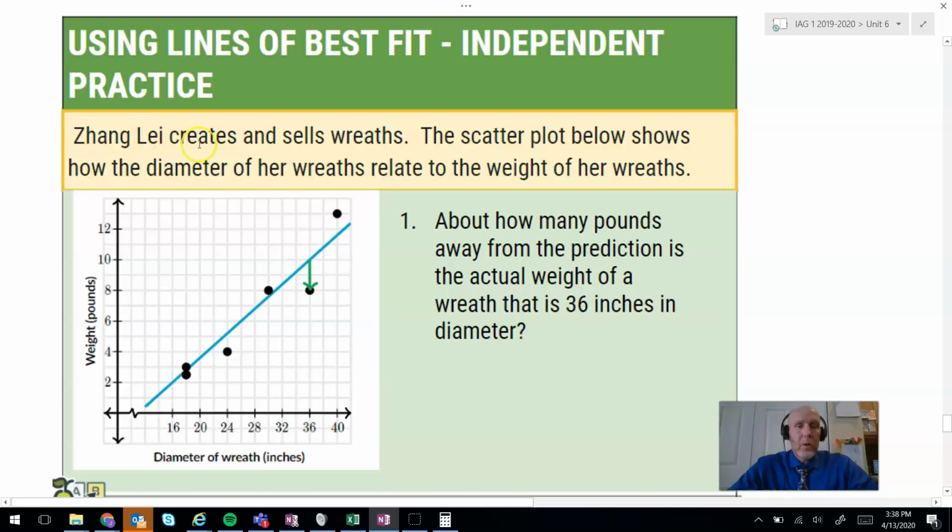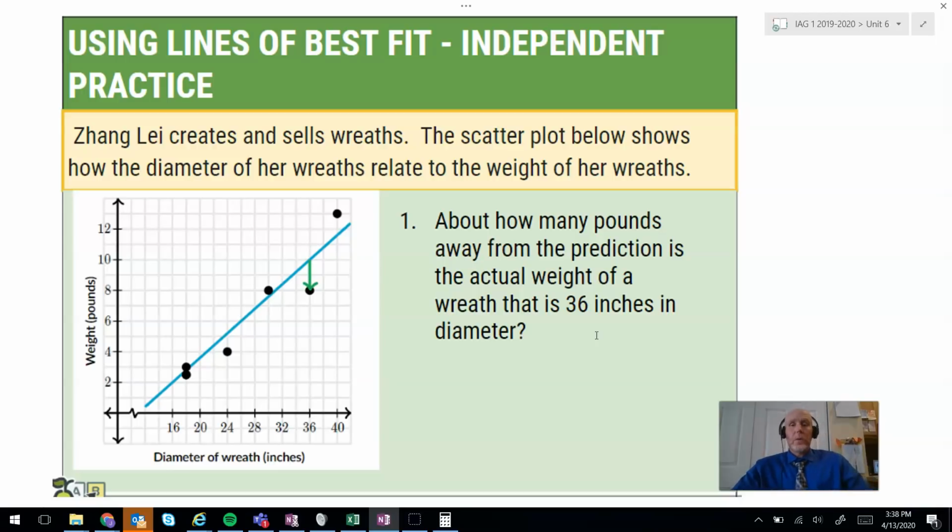All right, Zhang Lei creates and sells wreaths. The scatter plot below shows how the diameter of her wreaths relates to the weight of her wreaths. About how many pounds away from the prediction is the actual weight of a wreath that is 36 inches in diameter? So go ahead and pause the video, try this one, and unpause when you're done.